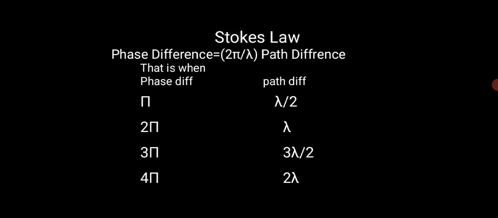Phase difference is equal to 2 pi by lambda into path difference. Now when phase difference is pi, if you substitute phase difference is equal to pi, pi is equal to 2 pi by lambda into path difference. So pi will get cancelled and path difference is equal to lambda by 2. When phase difference is 2 pi, 2 pi will get cancelled, so path difference will be lambda. When phase difference is 3 pi, then path difference will be 3 lambda by 2. When phase difference is 4 pi, after calculation we will get path difference 2 lambda.